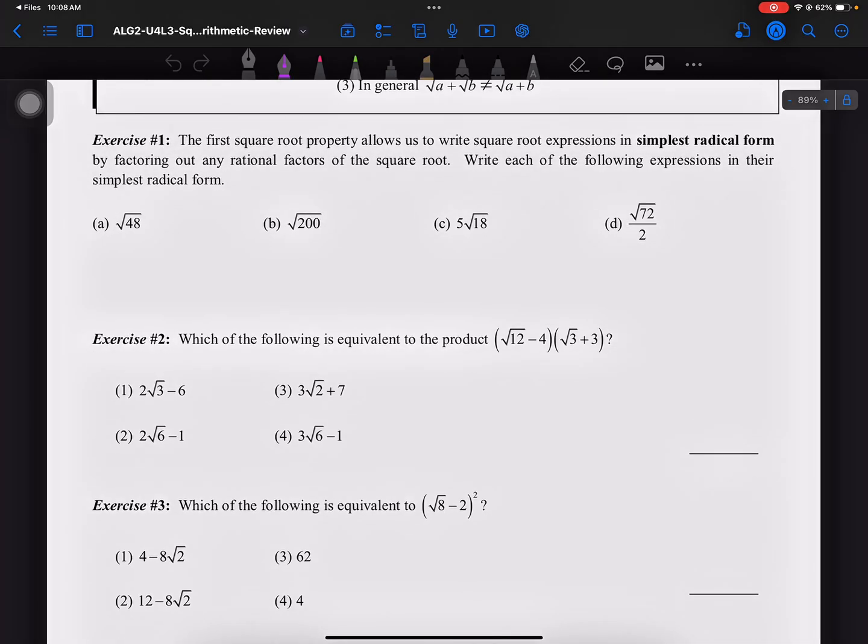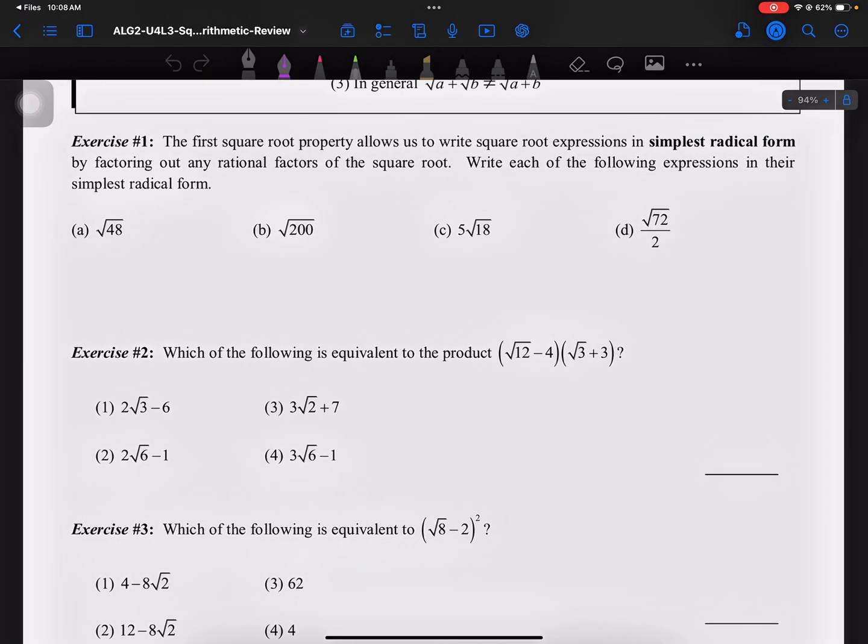Okay, for example, the first question. Exercise 1, we have √48. So step 1, which perfect square goes into 48? Look at our first list: 4, 9, 16, 25, 36, 49, 64, 100. Okay, so 16 works. 16 times 3 equals 48. So √48 is equal to √(16 times 3). It is also √16 times √3.